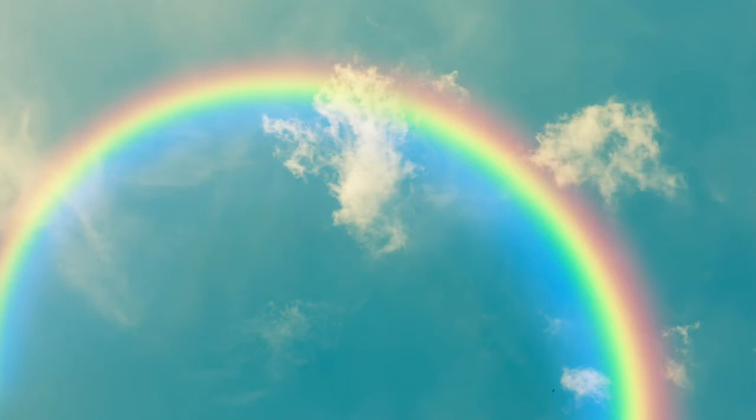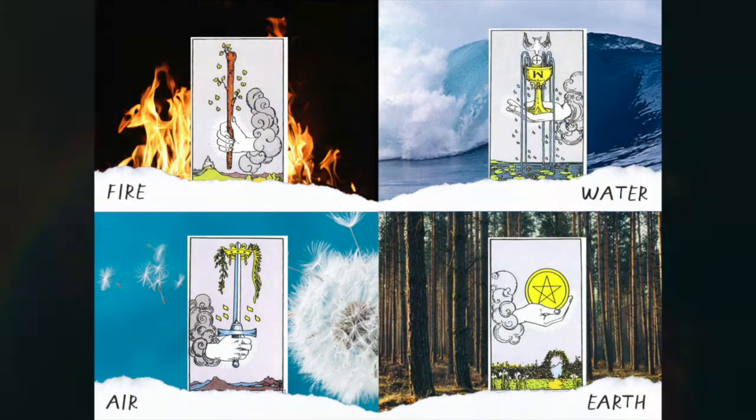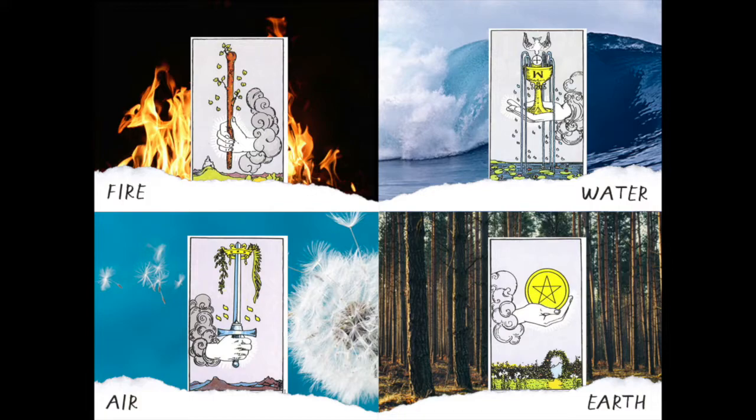So not only do we look at what is there in the spread of cards, but we also look at what elements are missing. So if you have a reading where you have a ton of cups and a ton of wands, but no swords, no pentacles, that's important to note, and that'll be clear in a moment.